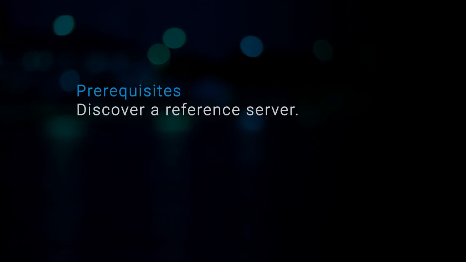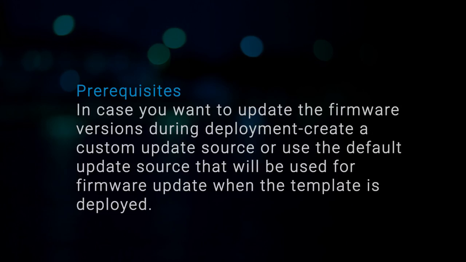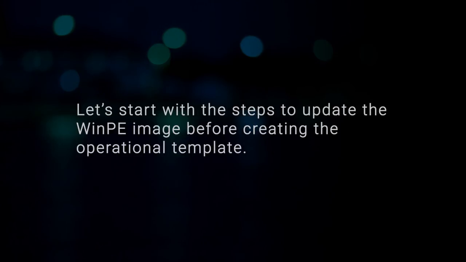Discover a reference server. In case you want to update the firmware versions during deployment, create a custom update source or use the default update source that will be used for the firmware update when the template is deployed. Let's start with the steps to update the WinPE image before creating the operational template.